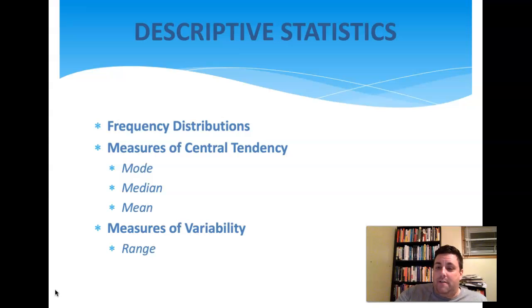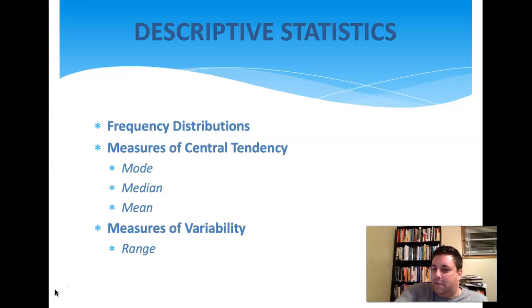So for example, you could take the age of a population. Maybe there's 100 people in a given population of people. We could look at how many people are 10 years old, how many people are 11, how many people are 12, so on and so forth. That would be a frequency distribution. If we took the average age, that would be the mean.